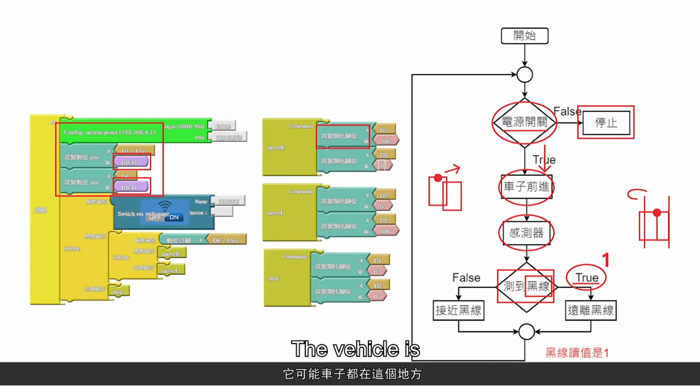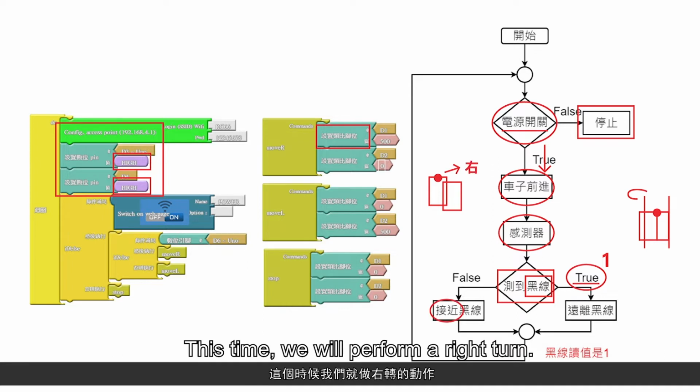The vehicle is in this position. What will the vehicle do? It will want to move towards the black line. This time, we'll perform a right turn.